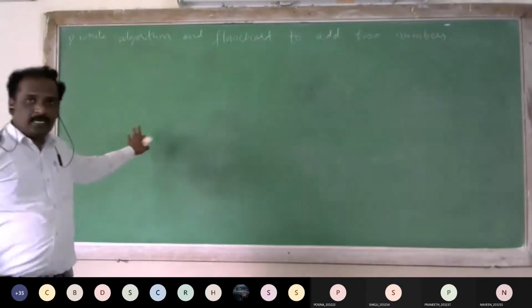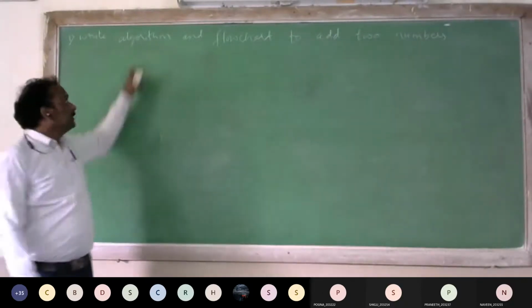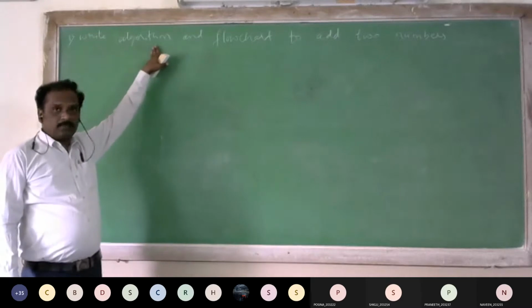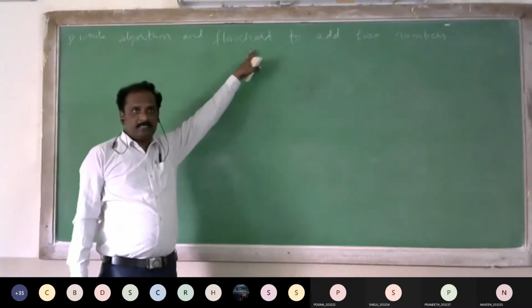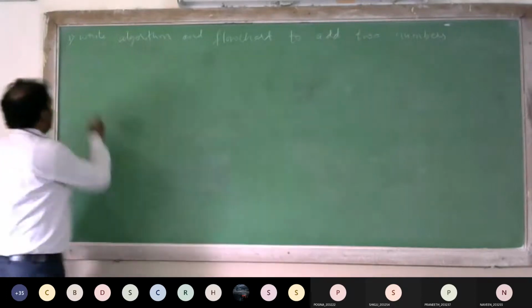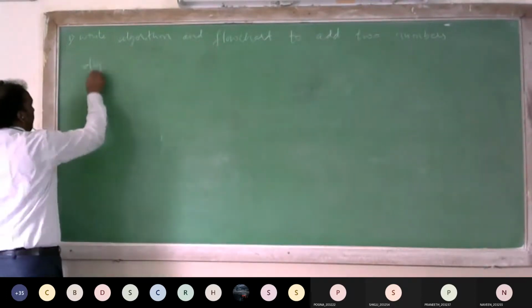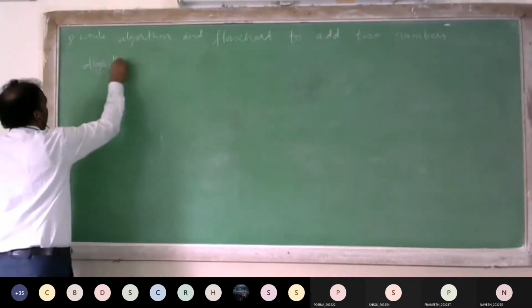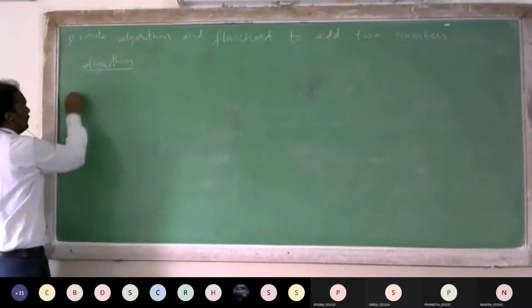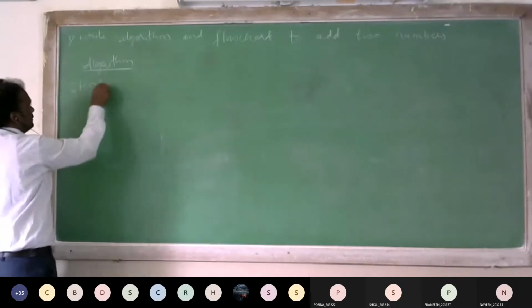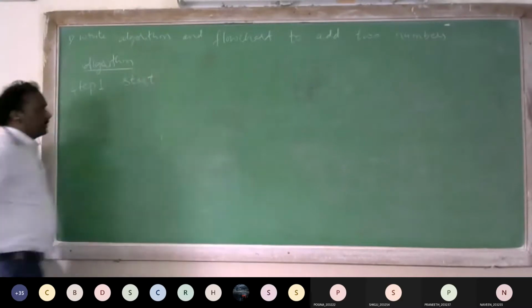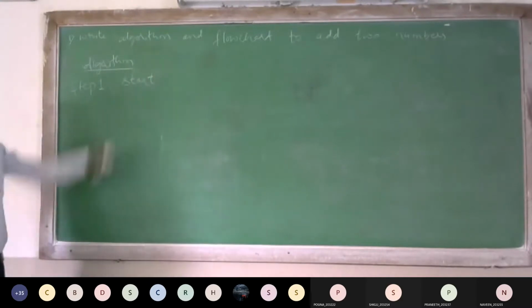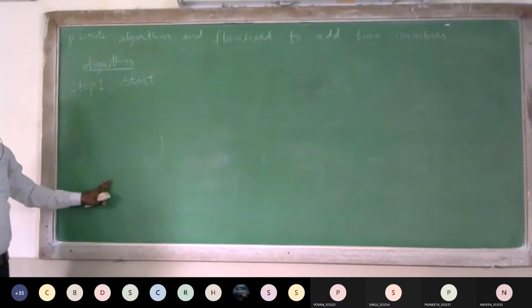So yesterday we have seen the algorithm. Now we have to convert this algorithm into a graphical representation. That is nothing but flowchart. So how did we write the algorithm? What is step 1? Step 1 is always start. I am writing the same algorithm that I wrote yesterday, once again.